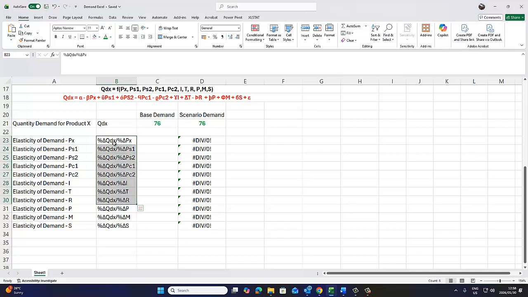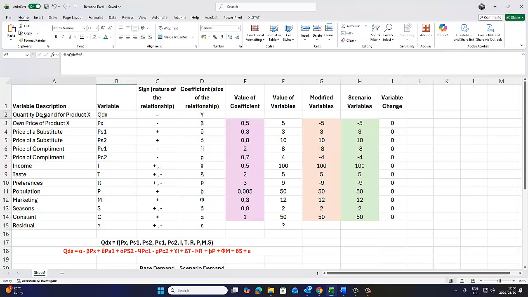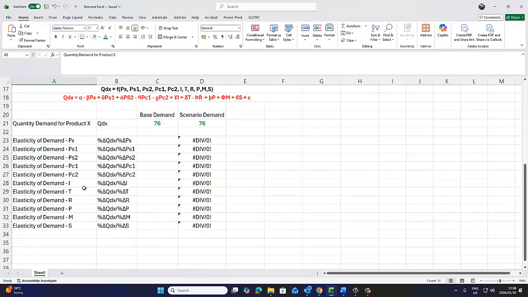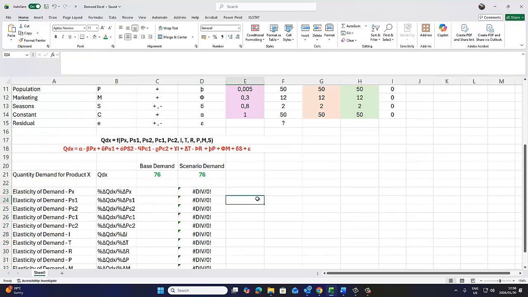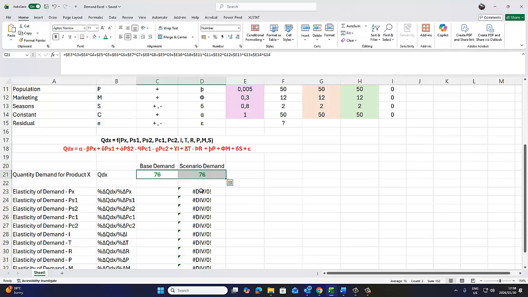elasticity calculations: percentage change in quantity demanded over percentage change in X, or percentage change in quantity demanded over percentage change in income. Elasticity of demand, income elasticity of demand, taste. So for each of these variables, we can now generate an elasticity formula and calculate those elasticities. The default is obviously 0. I can make it 0.